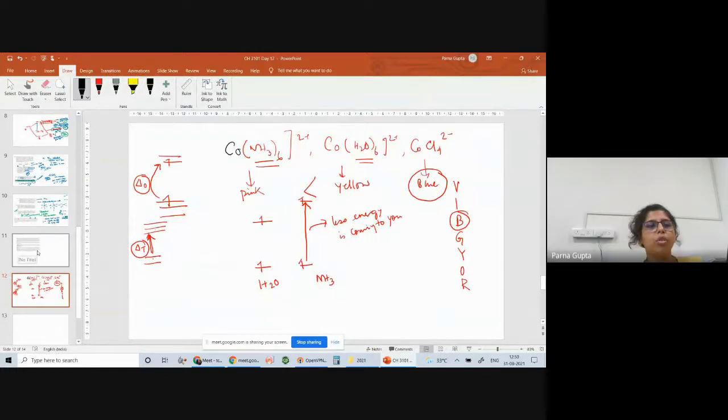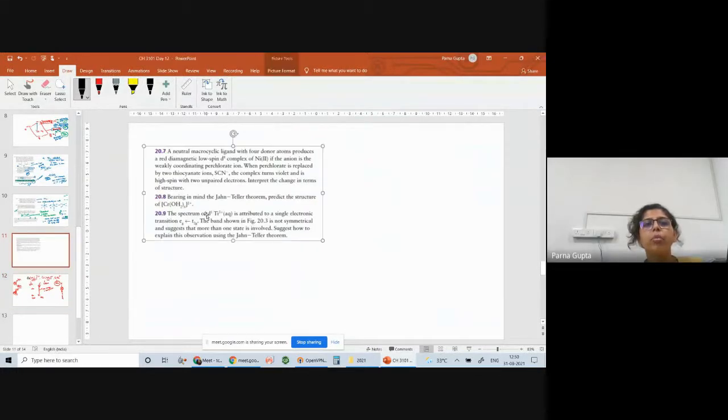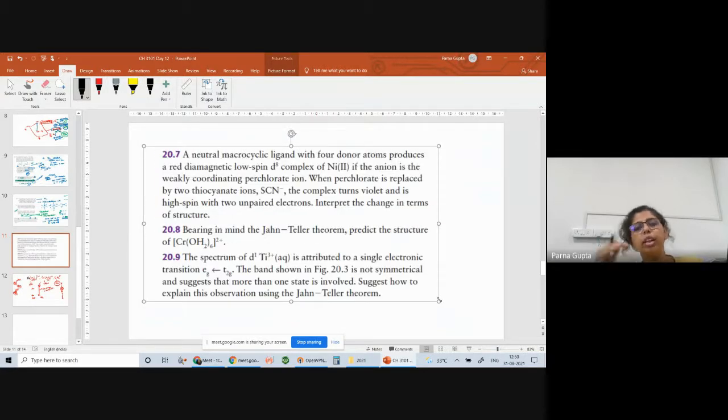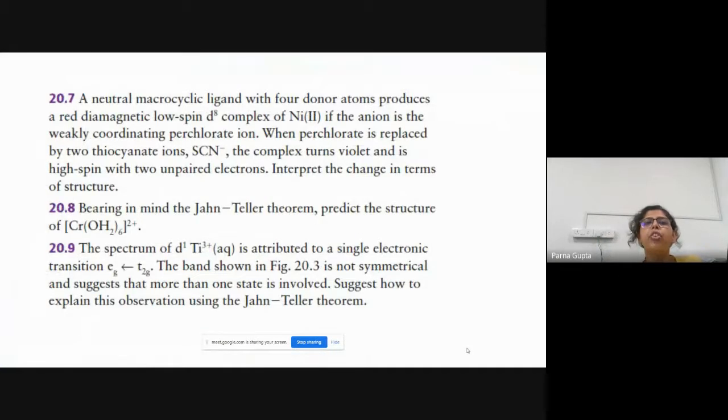So now let us see this question. If we just see a neutral macrocyclic ligand with 4 donor atoms, 4 donor atoms means either tetrahedral or square planar, right? So immediately what will come to your mind? Either tetrahedral or square planar, or if it does not fit with the other things, then you can think of butterfly or all these things.